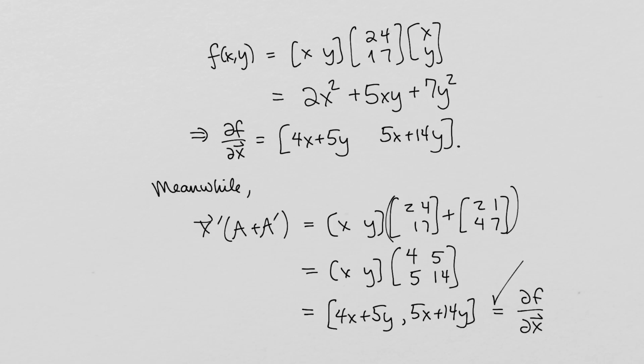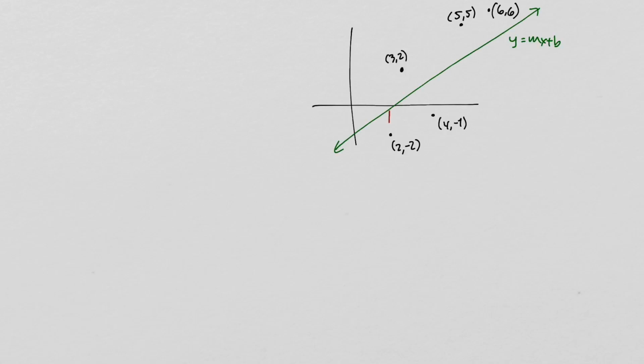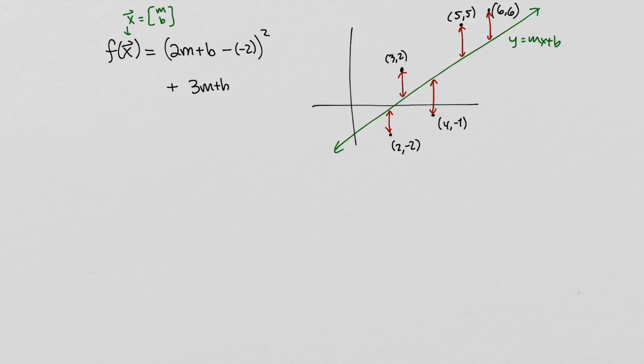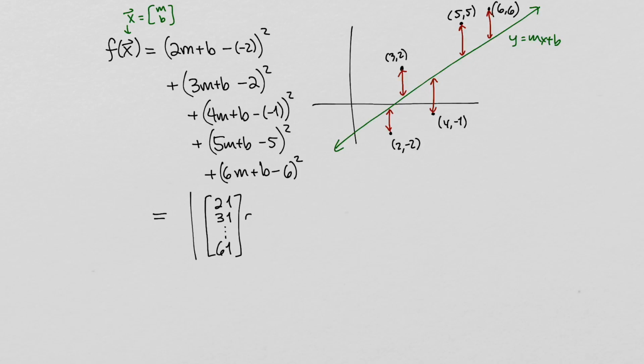Let's try this on a real problem. Consider these 5 points in the plane. Let's look for the line y equals mx plus b, which minimizes the sum of squared vertical distances to these points. We can write the function we're trying to minimize in terms of matrix multiplication as follows.